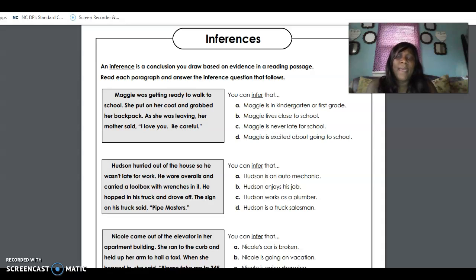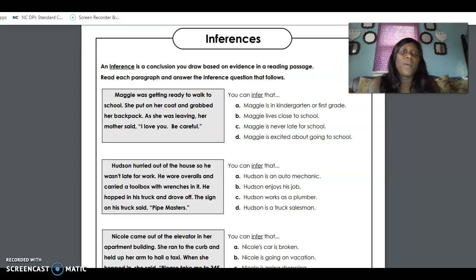When I think about that, I am seeing that kindergarten or first graders, they don't normally walk to school by themselves, especially if the mother is at home. She would probably drive the child or walk with the child. So I think letter A is a slash for the trash. Letter B, Maggie lives close to school. I can infer that if I live close to a school that I would probably walk to school.